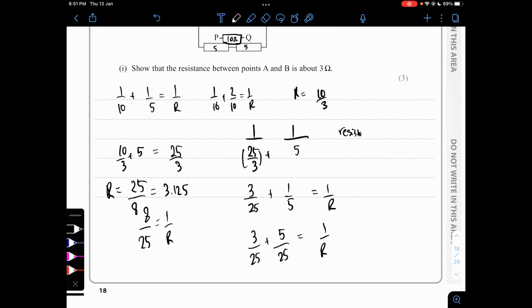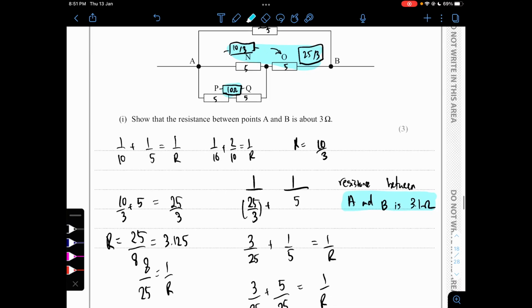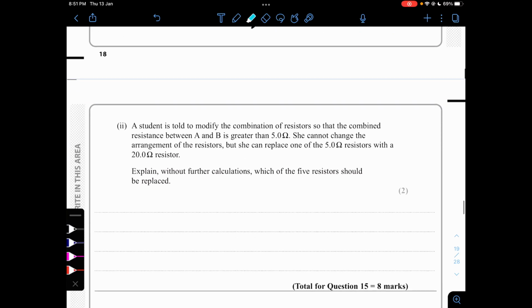So what can we say about the resistance between A and B? We can just round it to 3.1 ohms. That is our answer over here. Alright, so 1 mark for getting this, 1 mark for getting this, and 1 mark at the end to get 3.1. Alright, move on to part II.